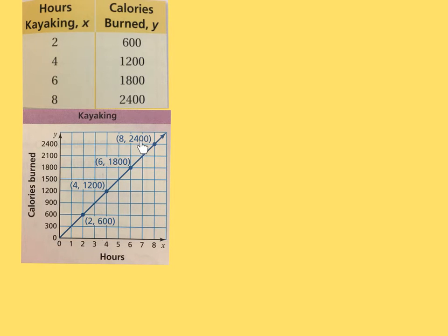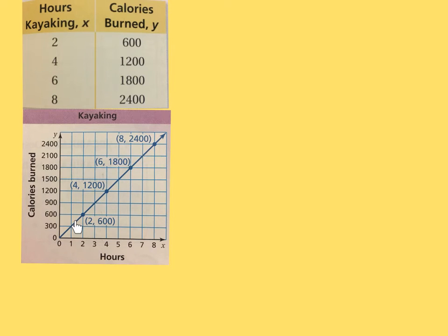Okay? And the very first part that they want you to answer is, is the domain discrete or is it continuous? Is the domain 2, 4, 6, 8 the only values that would make sense? Is it discrete? Your answer should be no. Because you can kayak for 1 hour, you can kayak for 30 minutes, you could kayak for an hour and a half, or any time in between there. Okay? So this should be a continuous domain, which means that you need to connect all your points of the line.